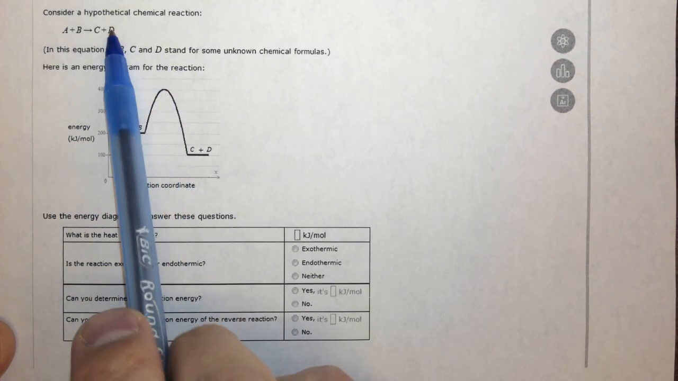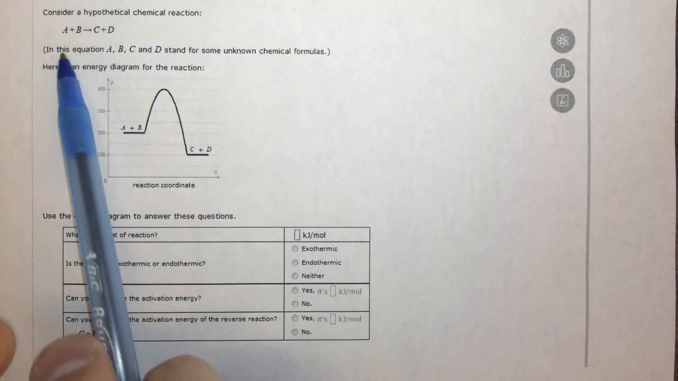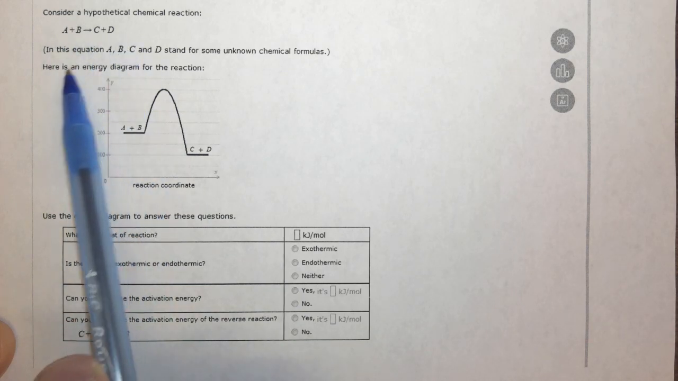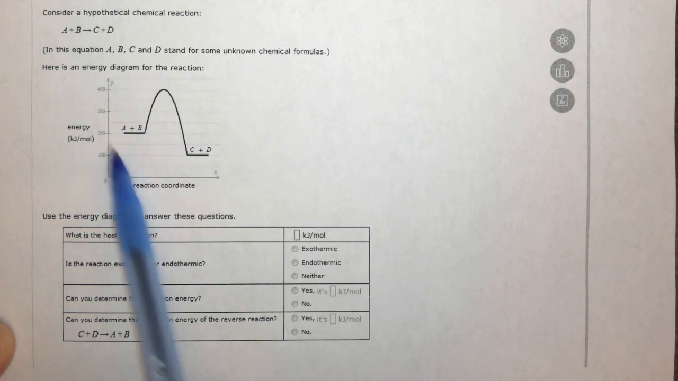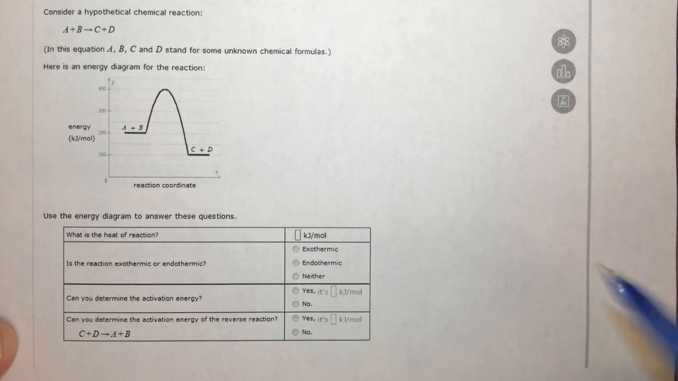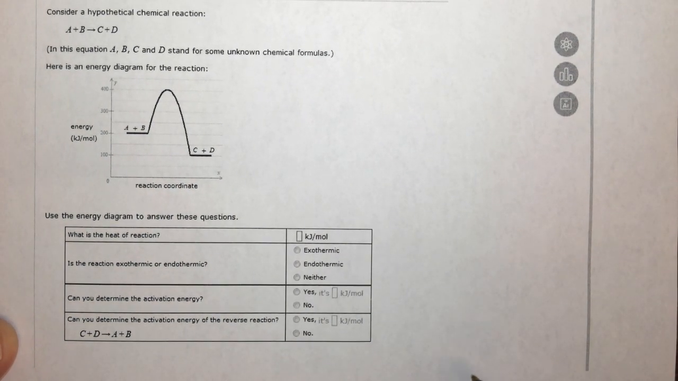In this question, we're given a hypothetical chemical reaction: A plus B yields C plus D. And we're given this energy diagram, which is sometimes referred to as a reaction coordinate diagram.